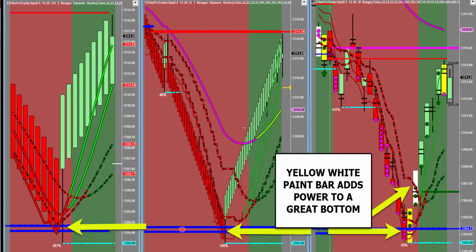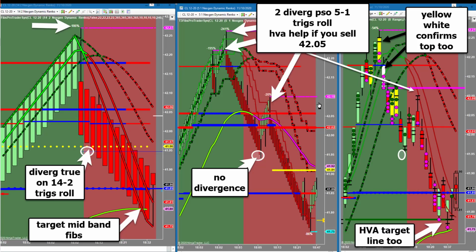And what we're doing is we're basically immediately classifying a top or bottom as good once we have a yellow-white paint bar from that top or bottom, assuming the triggers didn't get past it. And we'll see this in a situation where we use one of our termination conditions. Weak triggers just past a fib, along with double divergence, pivot stop out on the 5-1 chart. So we all know to stop taking long trades.